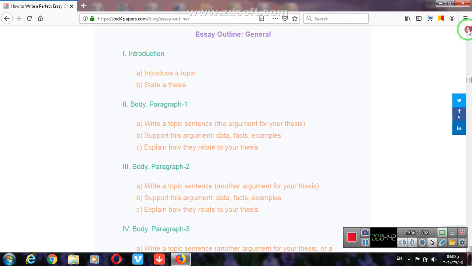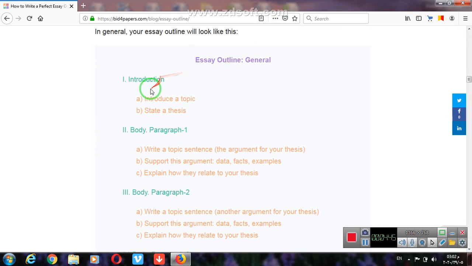Essay outline. We will start with the introduction. In the introduction, we have to introduce a topic and state a thesis. You should define what your topic is about and write your topic. In the body, you must have paragraph number 1, and in this paragraph you should write a topic sentence. Then you should support this topic sentence with arguments, data, facts, or examples, and later you explain how they relate to your thesis. After you finish body paragraph 1, you move to body paragraph 2.